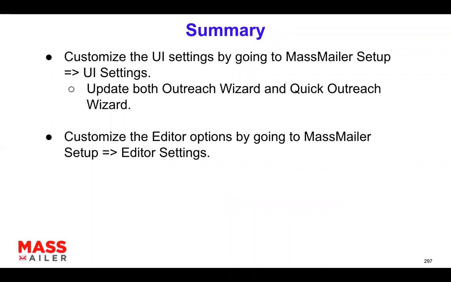Just to summarize, you can customize the UI settings in the Outreach Wizard and the Quick Outreach Wizard by going to the MassMailer Setup under UI settings. There are a few options that are given to you, in which you can either hide or collapse certain sections or certain items. That's all you need to do. The same thing goes with the editor options. There are a couple of simple editor settings that we have provided.